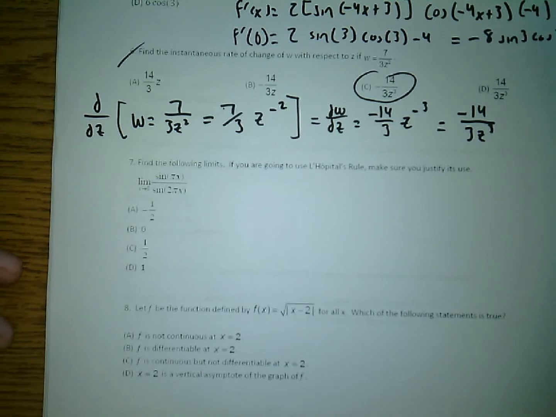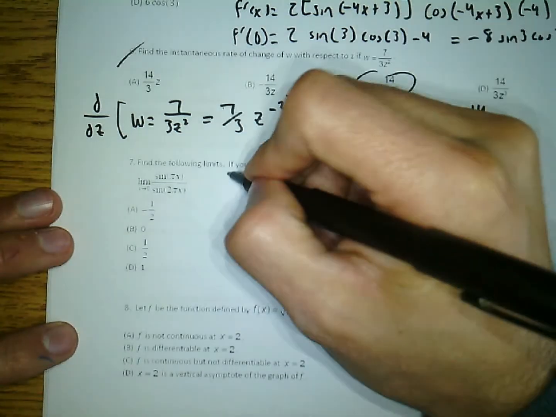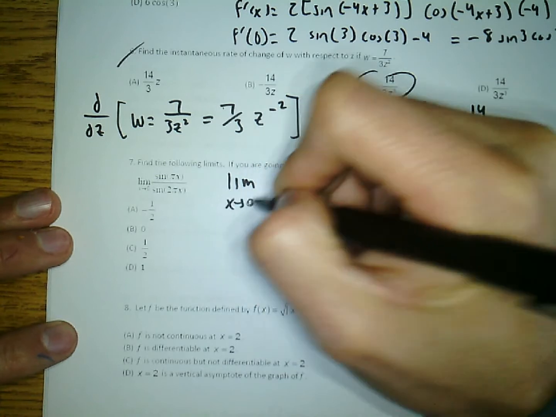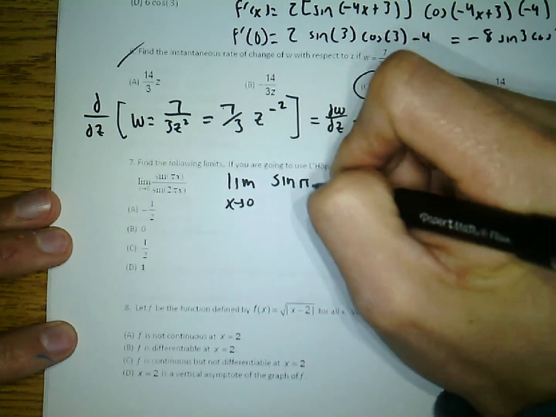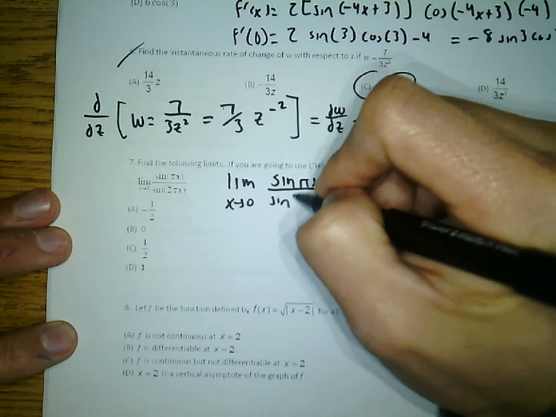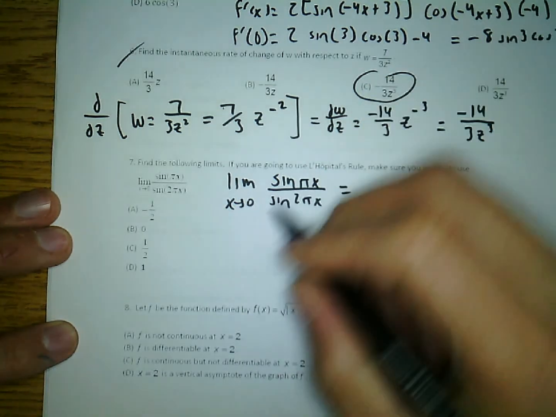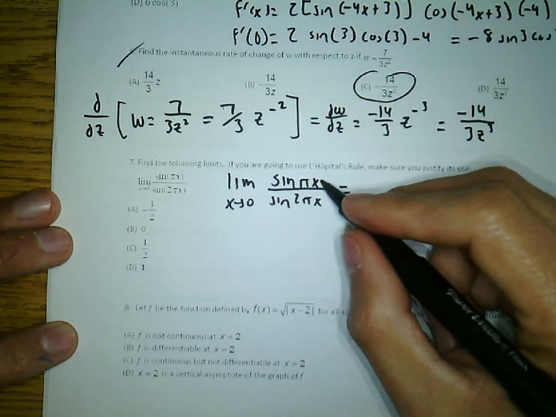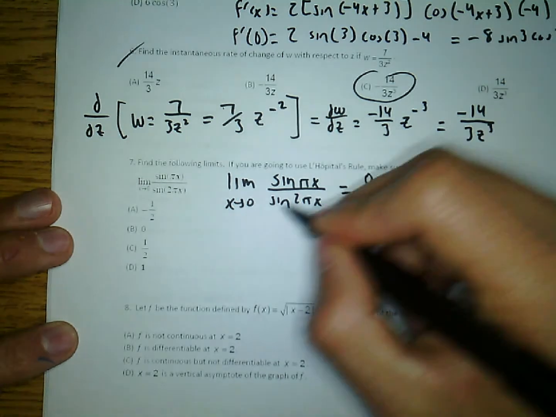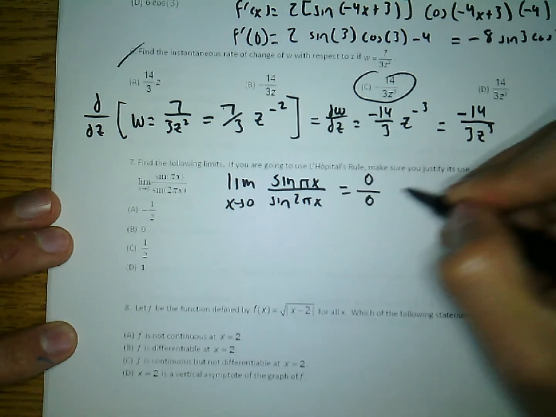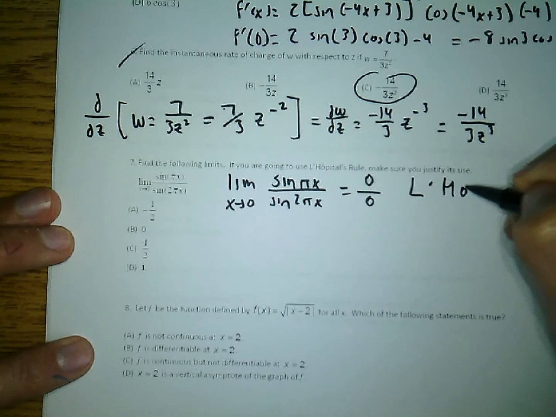It says find the following limits. If you're going to use L'Hopital's rule, make sure you justify it. Okay, so we've got the limit as x approaches 0 of sine pi x over sine 2 pi x. If I plug in 0, that will be sine of 0, which is equal to 0. And then in the denominator, if I plug in 0, that will be sine of 0, which is equal to 0. So I'm going to be able to use L'Hopital's.